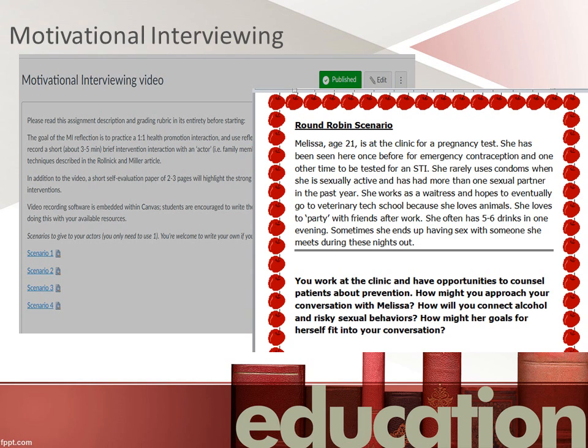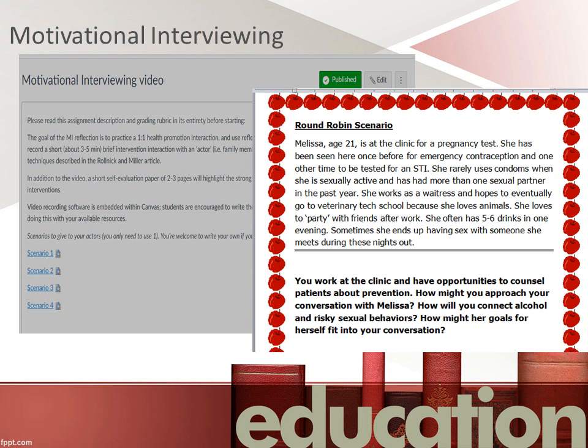So you want to choose an element from this scenario in which you can help them understand that there could be a change, and how you're going to go about doing it. So your motivational interviewing skills are going to come into play here, and you're going to be using them to actually make this change. So that's going to be the video that you're going to be recording.